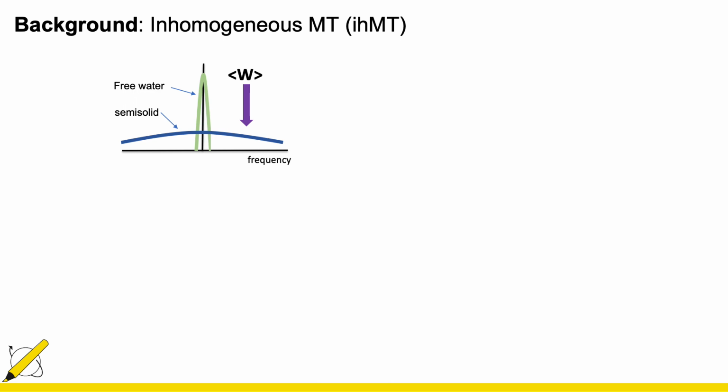apply a certain amount of saturation, shown as W, off resonance. So the free water resonance is shown in green, which is very narrow, and the semi-solid is in blue, and it's quite broad in frequency. So if we saturate off resonance, we can then saturate the semi-solids, we get some transfer of magnetization between the two, and we can measure a different signal in the free water.